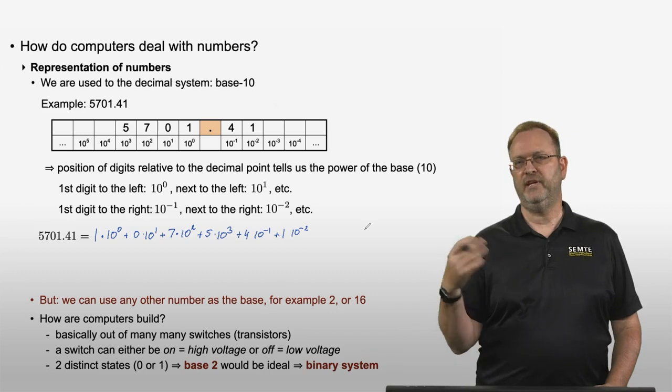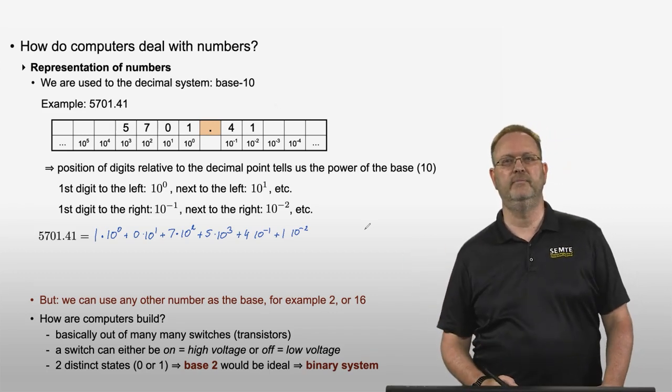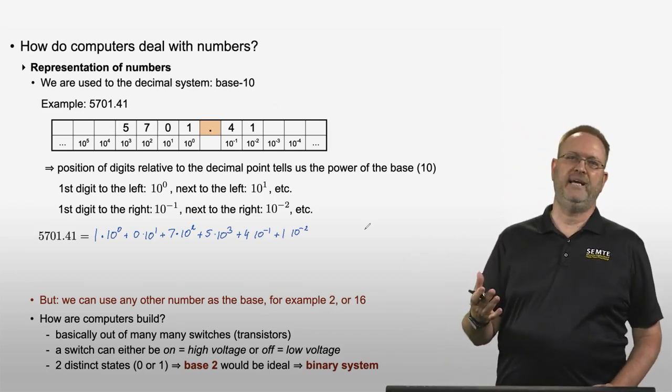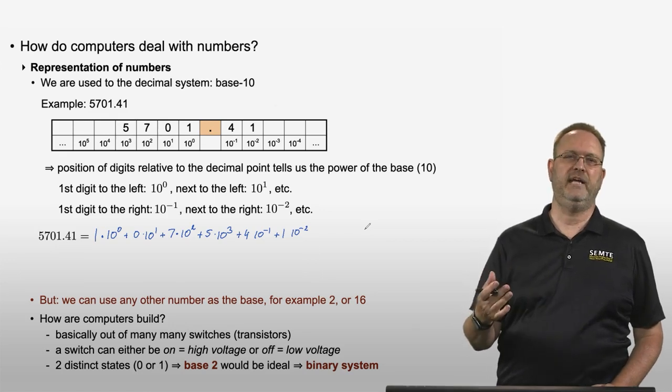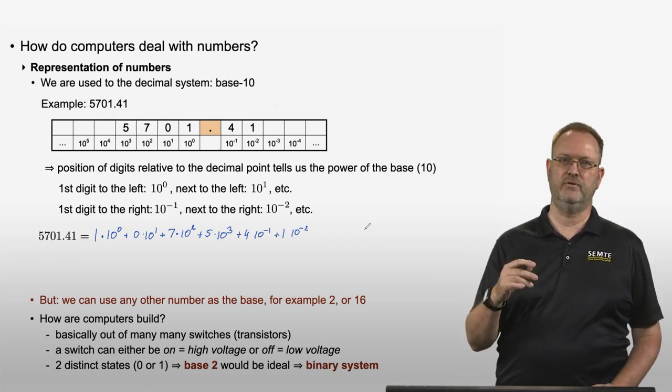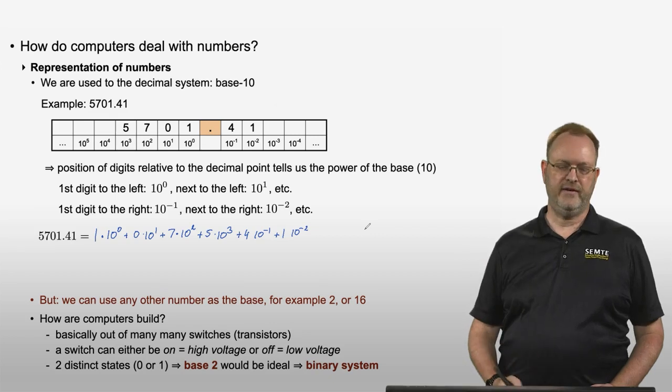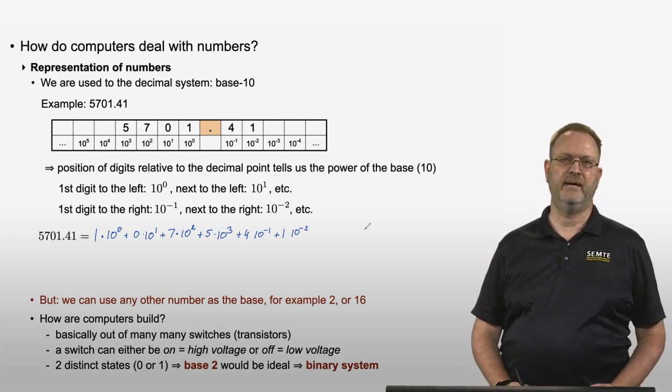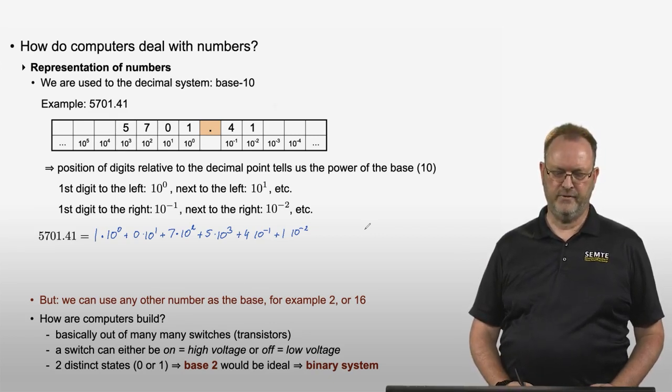And that would mean, if we think about the base of our numbering system, that the base 2 would be ideal, because the base 2 only has two different states, a state 0 and a state 1. So therefore, computers actually represent their numbers in the binary system.